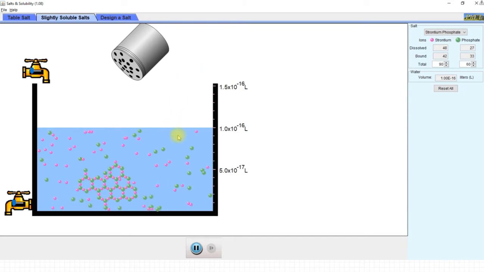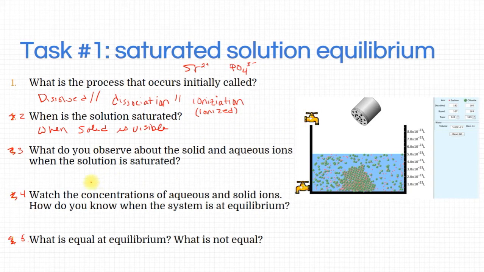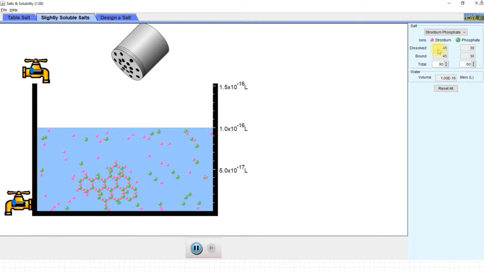So I want you to take a second and just write a little prediction here. Tell me what's going to happen if I put in more solid. Is the number of dissolved ions going to increase? Does it decrease? Does bound increase? Does it decrease? Does it stay the same? Okay, so pause the video and make your prediction.